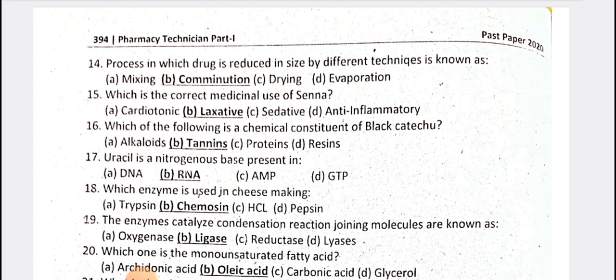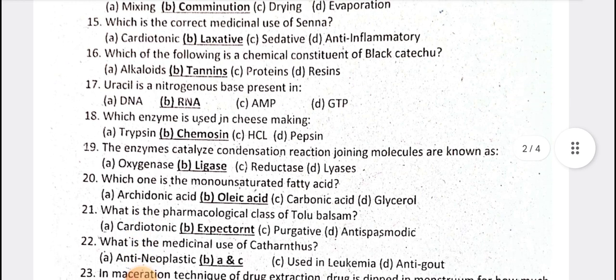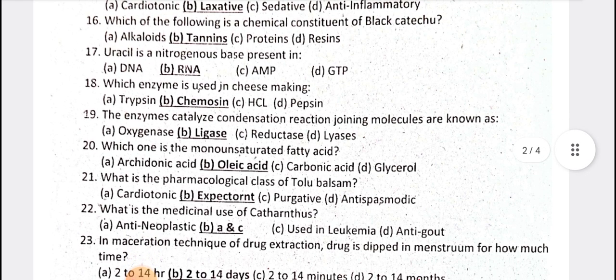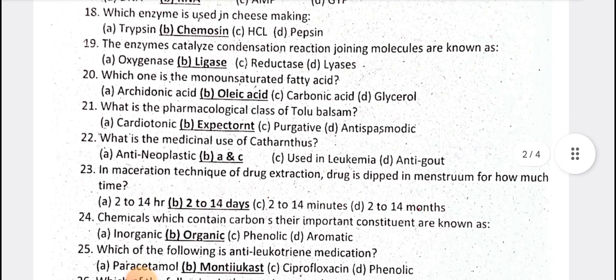Which enzyme is used in cheese making? Chymosin. The enzyme that catalyzes condensation reactions joining molecules is known as ligase. Which one is the monounsaturated fatty acid? Oleic acid. What is the pharmacological class of tolu balsam? Expectorant. What is the medicinal use of Catharanthus? Anti-neoplastic and used in leukemia.